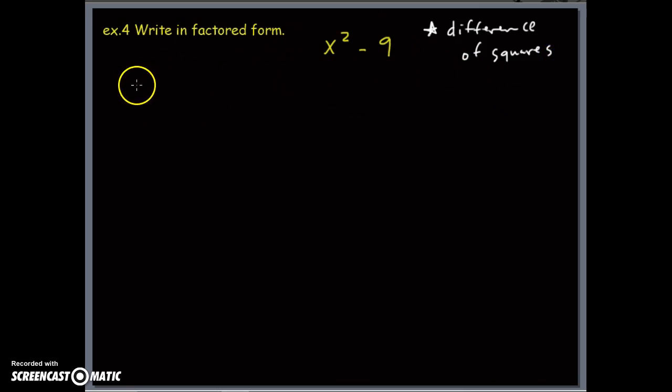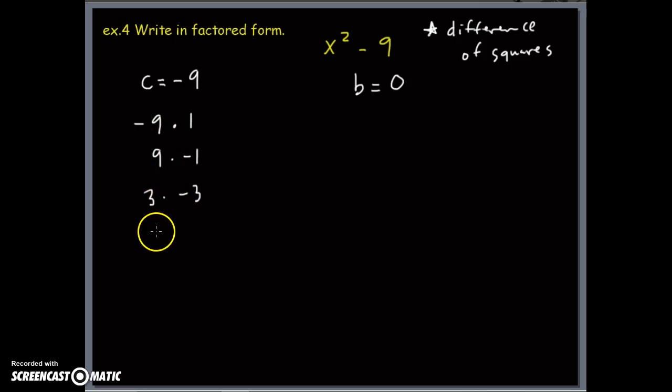So let's go ahead and figure out what c is. So we know that c equals negative 9, and we do not have a b term. There's no bx term. So we can go ahead and say, since there's not a term, b equals 0. So the factors that give us negative 9 when we multiply: negative 9 times 1, then the opposite, and 3 times a negative 3, and these are the 3 factors that give us negative 9 when we multiply.